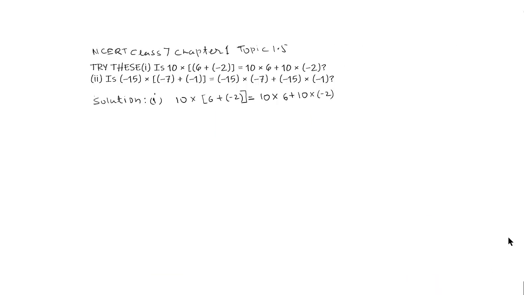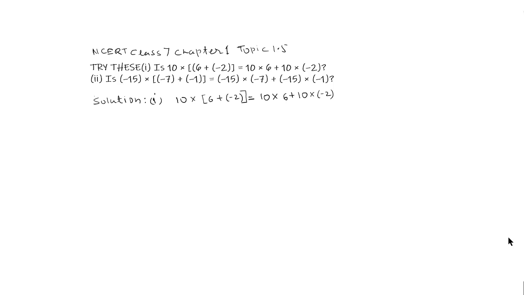NCERT Class 7 Chapter 1 Topic 1.5, under which we are going to solve questions of Try These. Question 1 is 10 multiplied by within bracket 6 plus minus 2 equal to 10 multiplied by 6 plus 10 multiplied by minus 2. So we have to solve this. So we solve like this.